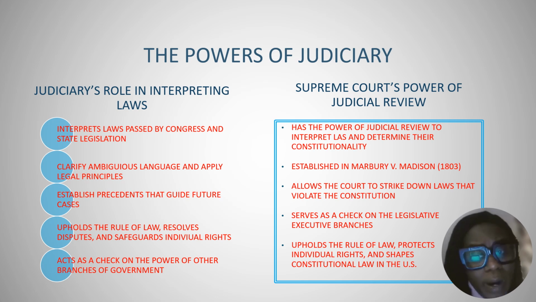Now, the Supreme Court's power of judicial review is that they have the power to interpret and determine the meaning of the Constitution. Established in Marbury versus Madison in 1803, it allows the courts to strike down laws that violate the Constitution, serves as a check on legislation and the executive branch, upholds the rule of law, protects individual rights, and applies and shapes the laws in the U.S.